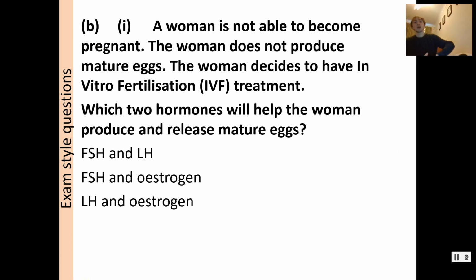Tick box exercise here. Woman not able to become pregnant. Woman does not produce mature eggs. The woman decides to have an in vitro fertilization treatment. Which two hormones will help the woman produce and release eggs? Have a look at that. Again, don't write it down.